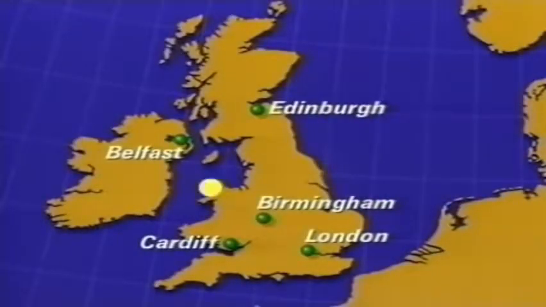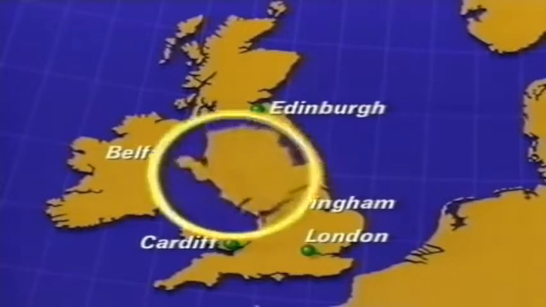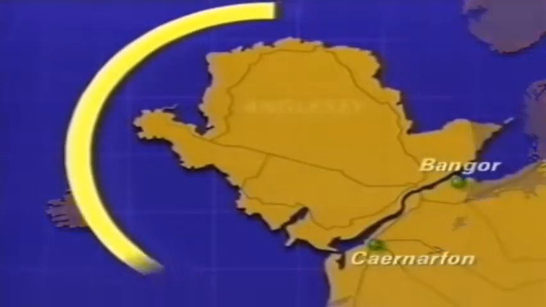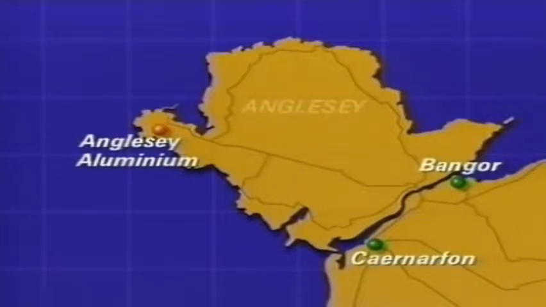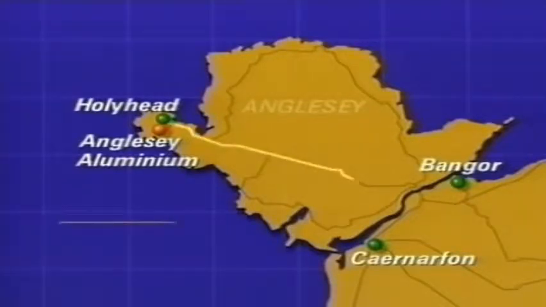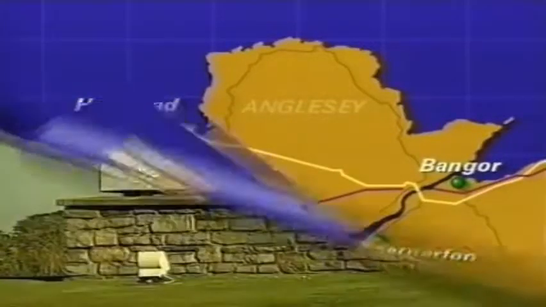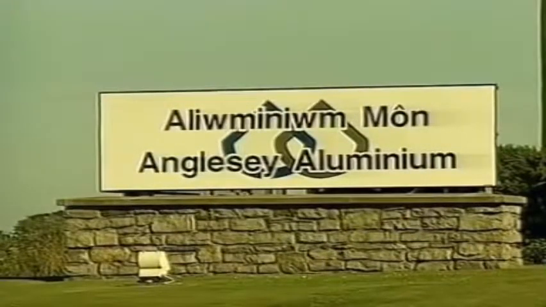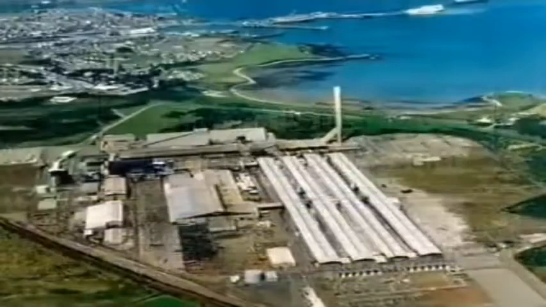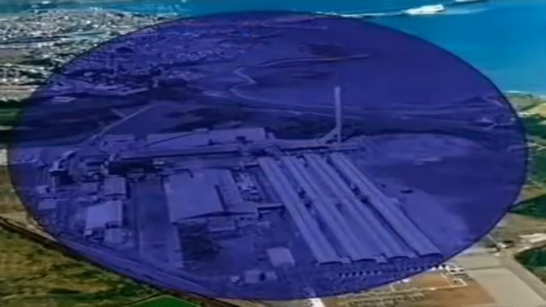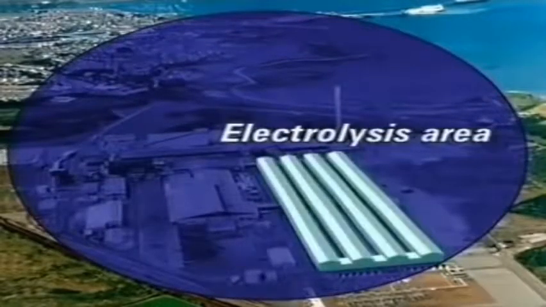About 135,000 tonnes of aluminium per year are extracted at Anglesey Aluminium in Holyhead. This is about half the UK total. Anglesey Aluminium has its own deep water port for importing raw materials. Aluminium can be shipped out by road, rail or sea. The site is really 3 plants in one. Electrolysis takes place in 4 covered areas, each half a kilometre in length and each containing 78 electrolysis cells.